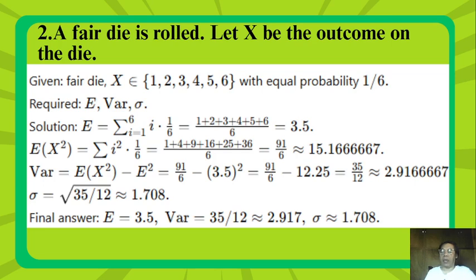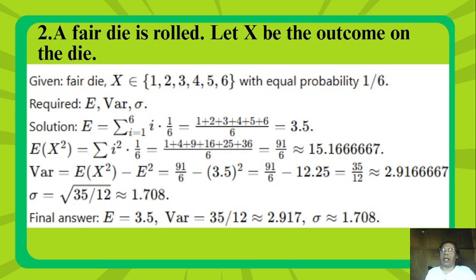So we are required to determine the expected value E, the variance, and the sigma. So our solution: E is equal to the summation of i equals 1 to 6.